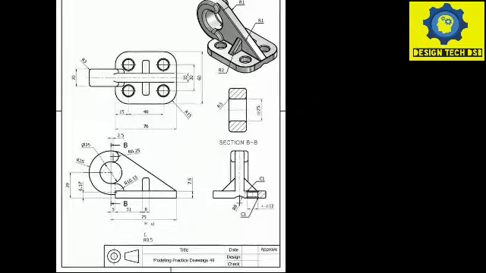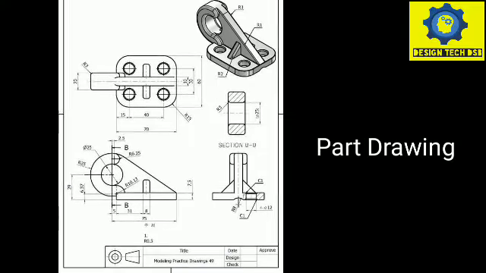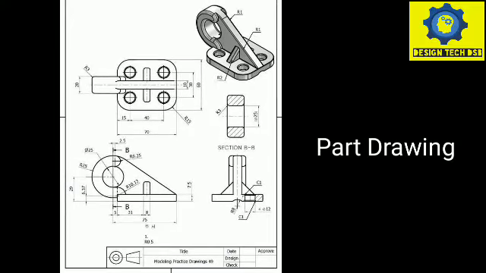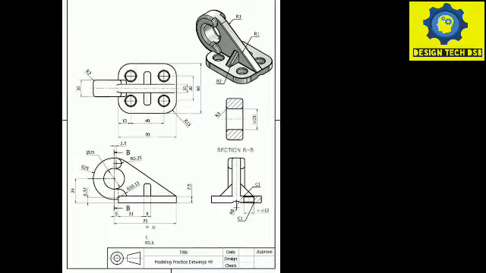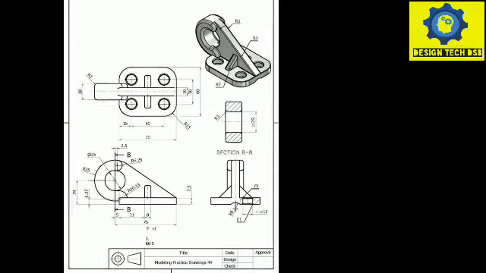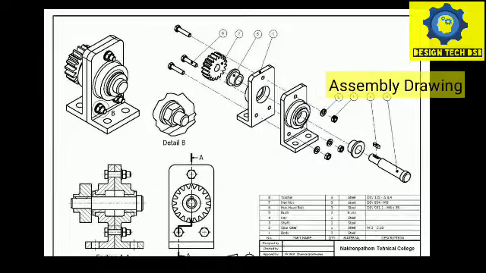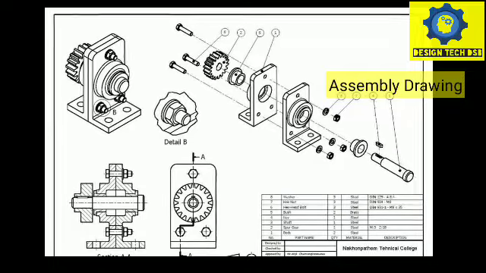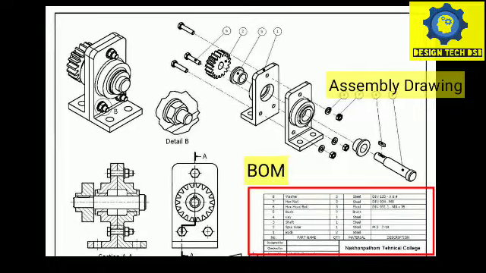What does a part drawing contain? The part drawing contains details of views and sectional views of a single part. What is the other kind of drawing? That is the assembly drawing. It contains the same things as the part drawing, but with multiple parts. It is a group of several parts with a bill of materials.